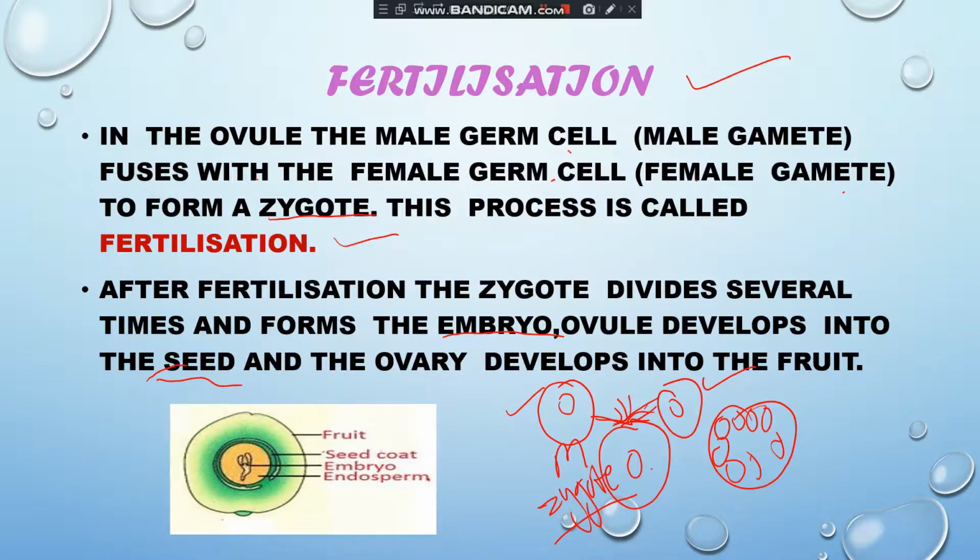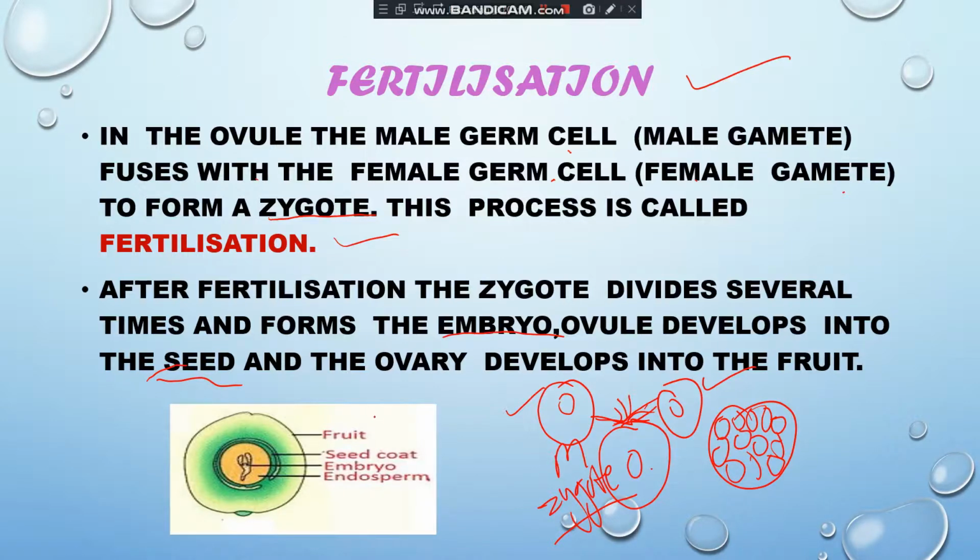Afterwards what happened? After the fertilization, in the zygote, multiple time division takes place. The zygote divides several times and forms a lump of cells which is called embryo. So after the fertilization, the zygote develops into an embryo. The female sex cell or the zygote is located in the ovule. This ovule, after fertilization, converts into a seed. The seed and the ovule are located in the ovary. So after the fertilization, the ovary develops into the fruit.